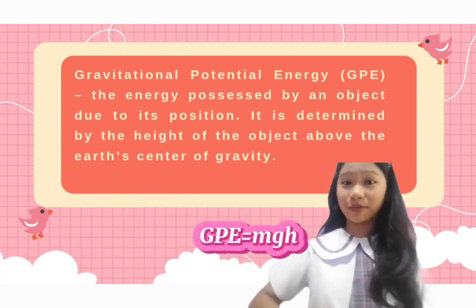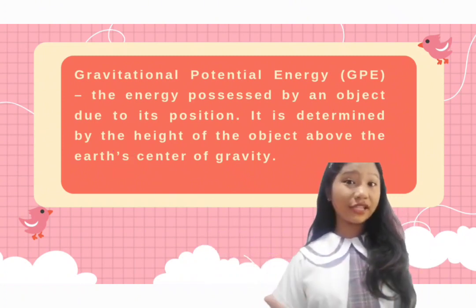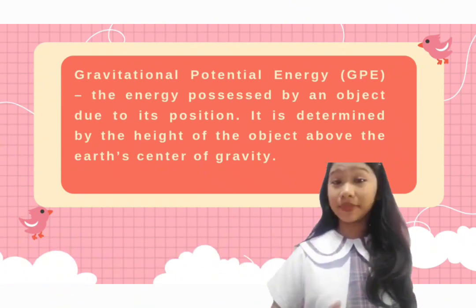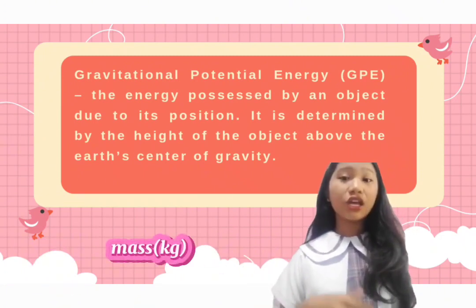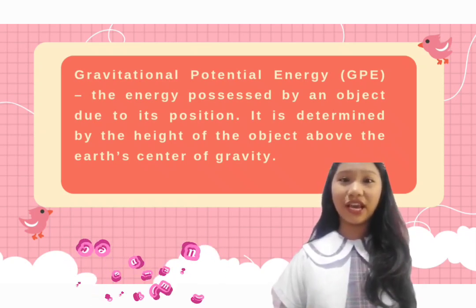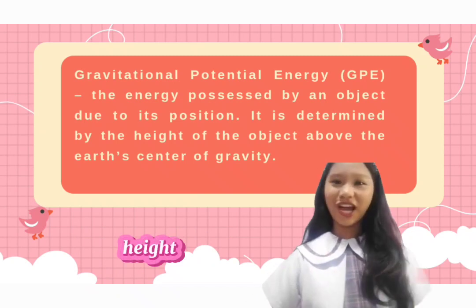GPE equals mgh. GPE stands for gravitational potential energy. M stands for mass. G stands for acceleration due to gravity. And H stands for height.